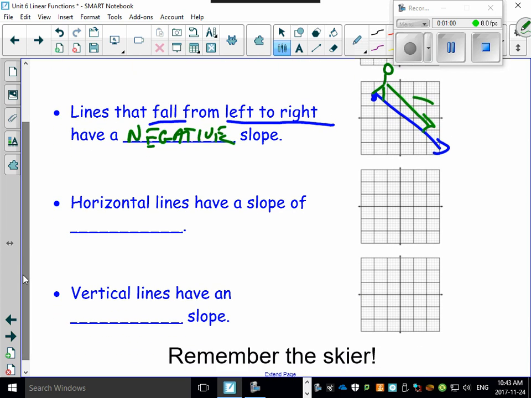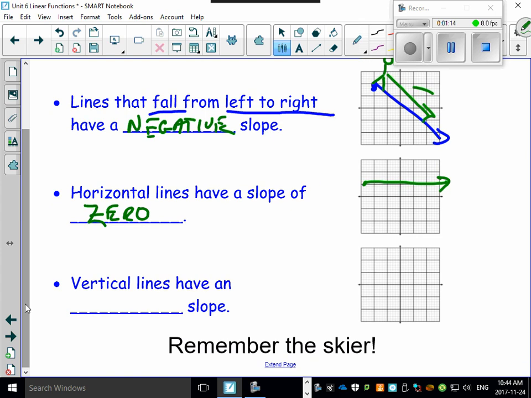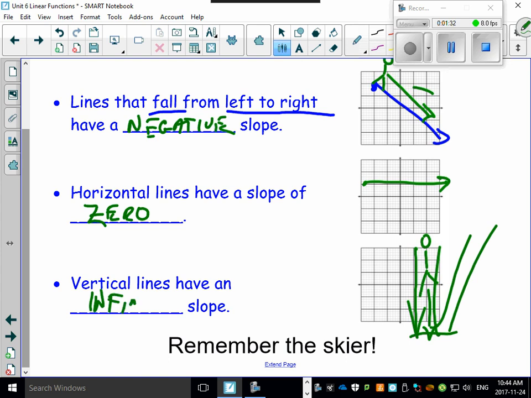Now, here we go. Let's keep this going. Horizontal lines then. Well, think about it. Here's a horizontal line from here to here. You're not going up, you're not going down. This means you have zero slope. And then finally, if you look at this, straight up and down. Try to climb that. Pretty impossible. I call that falling. Woohoo! Okay, not necessarily a good idea. So of course, this is considered to have infinite slope.